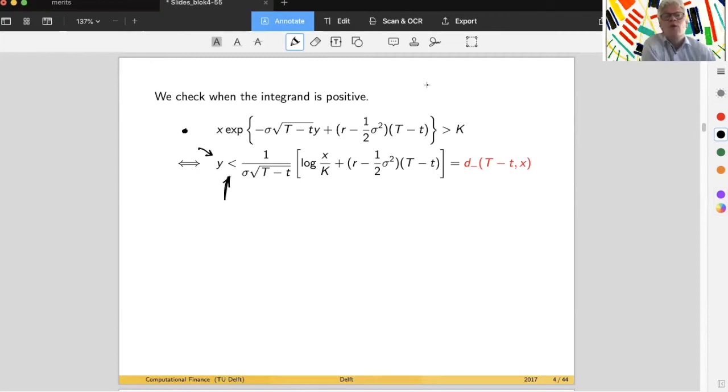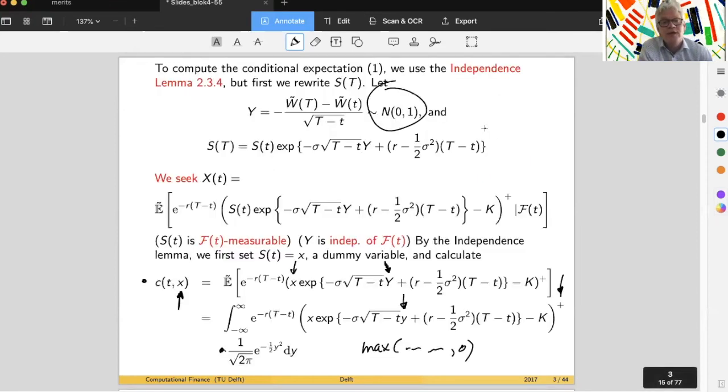So this is like a bound for the integration range, and we call this d minus, with arguments T minus t and x. You see x appearing, you see T minus t appearing here and here, and we just call this d minus of arguments T minus t and x. So we look for this expression over here, and we know that when y is less than d minus, then this is positive.